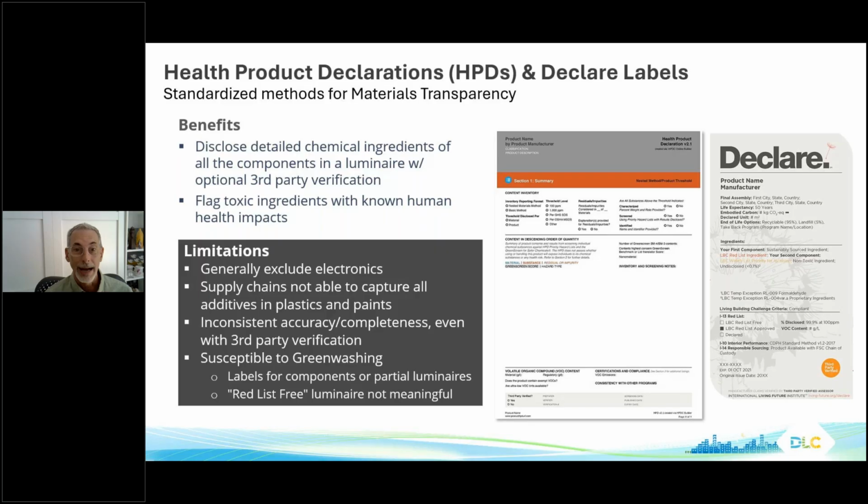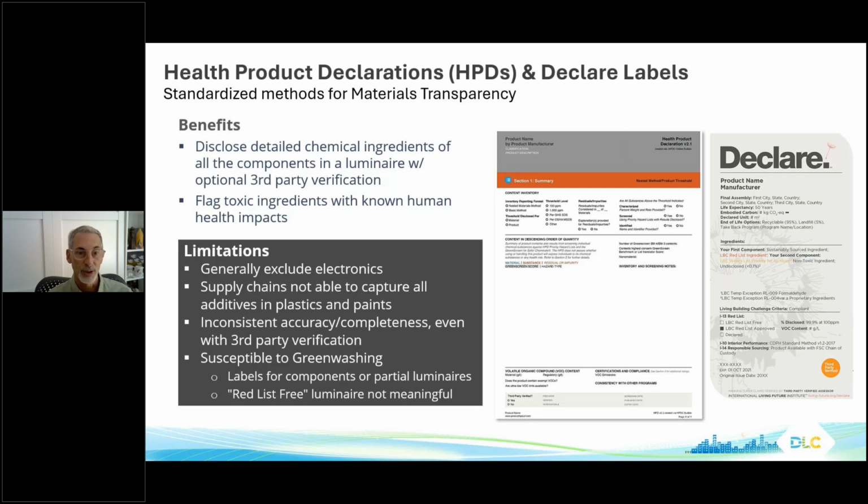So for example, I can tell you with pretty good certainty that any powder coat finish that has a gloss and resistance for UV and gloss retention probably has a PFAS chemical in there, but they don't yet show up in these disclosures. And I can also tell you from work with declare labels specifically that there's a lot of inconsistency in terms of accuracy and completeness, even with third-party verification.